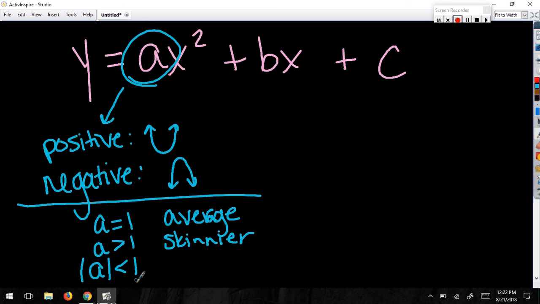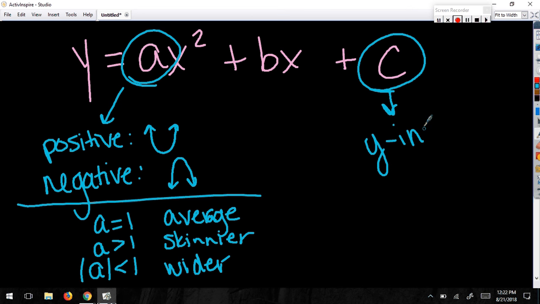Negative tells me up or down. It gets wider. So if I had 1/4 x squared, that's a wide graph. Make sense so far? Okay, we'll do several examples and it'll all come together. The last thing I want to tell you about the equation is the C. That C is my constant on the end. It is also my Y-intercept, just like the B is in slope-intercept form.